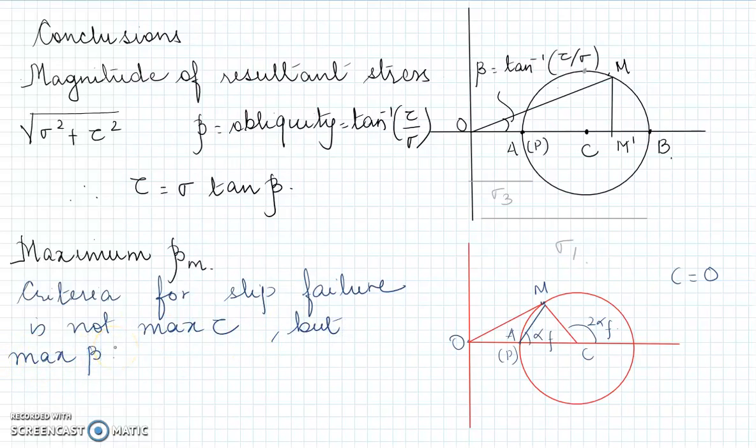Okay, so the criterion for slip failure is when beta reaches beta m, the maximum obliquity. Then failure will occur. What is obliquity? The maximum ratio of the shear stress to normal stress. Tau by sigma will govern more than maximum tau. So you will understand that failure need not occur in a particular slope because the shear stress has reached its maximum value. It can also be because beta has reached its maximum value.